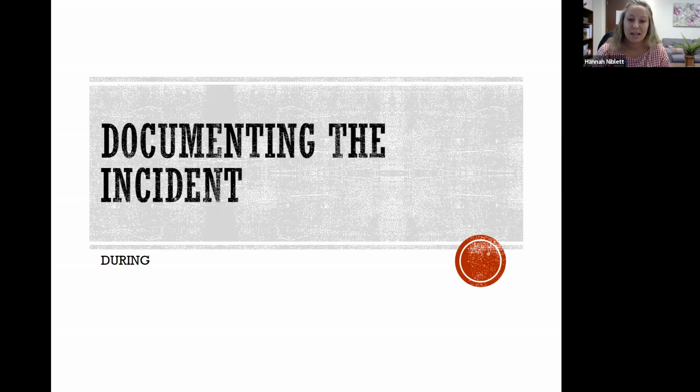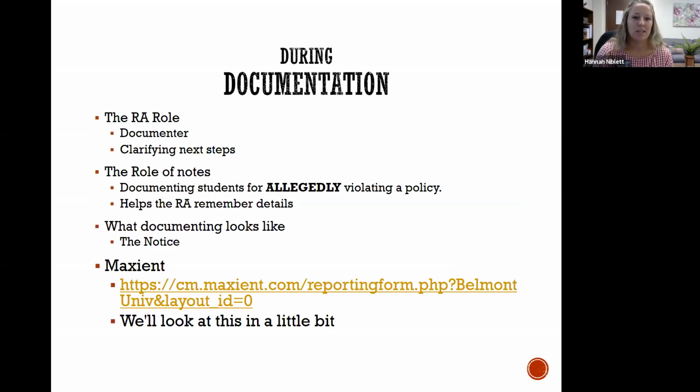Now that you're prepared to handle an accountability situation, this section is how you are going to address a student. So your role is now documenting and being a university representative. Again, the RA role is a documenter, and you will give the students clarifying steps. Make sure, like I said, to take notes. Make sure that you're telling the student, hey, I'm documenting you for allegedly violating a policy. No student is guaranteed to be found guilty. That will be determined in the hearing process. And again, these notes will help you remember the details of the situation.